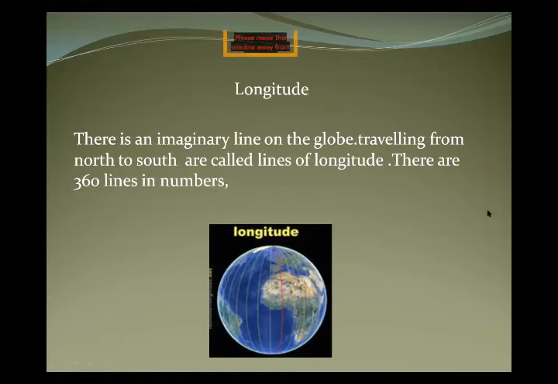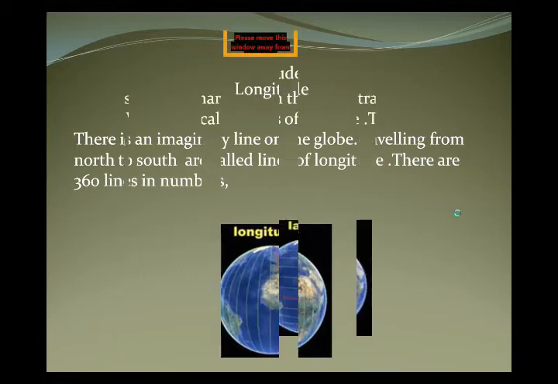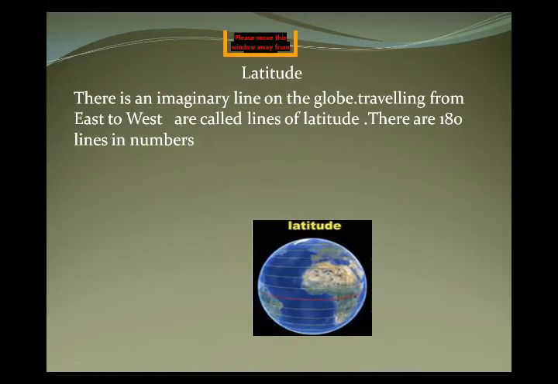Now I'm going to explain latitude. That is another topic, latitude. The lines which travel from east to west of the globe are called the lines of latitude. These lines are horizontal. Keep in mind, as we discussed in the topic of longitude, those lines are vertical. But in the topic of latitude, these lines are horizontal. These are also called parallels. The meaning of parallels is running side by side.